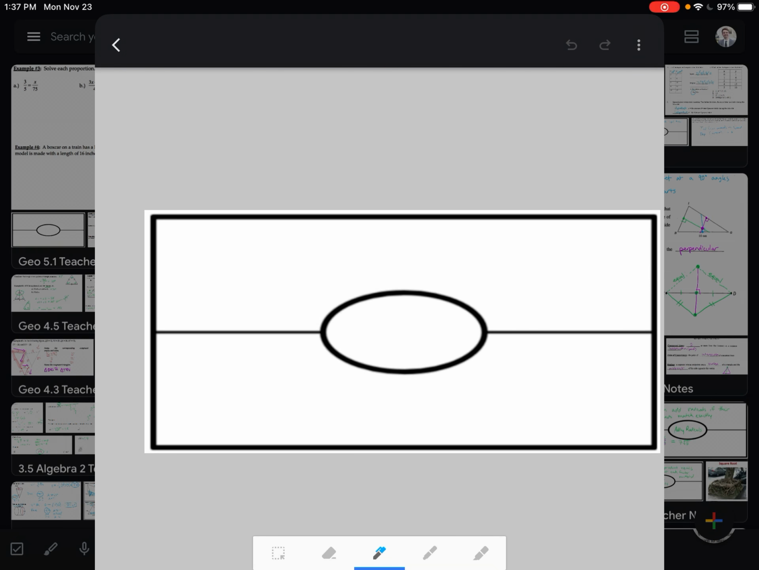All right, so first let's just define ratio. So not something that happens to you if you get ratioed on Twitter, but this is actually the number of times one quantity contains, I can't spell, another.